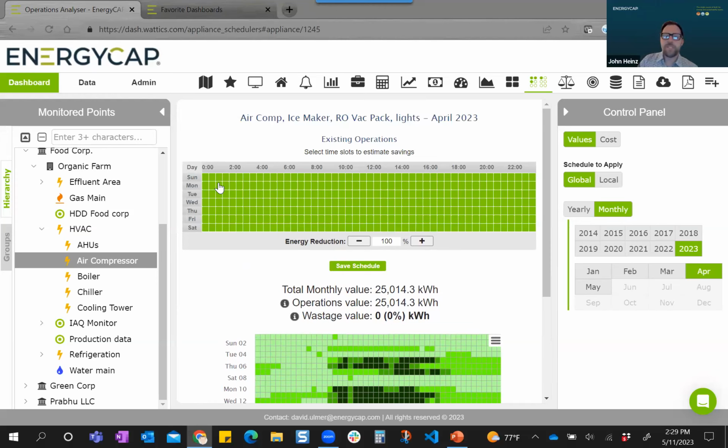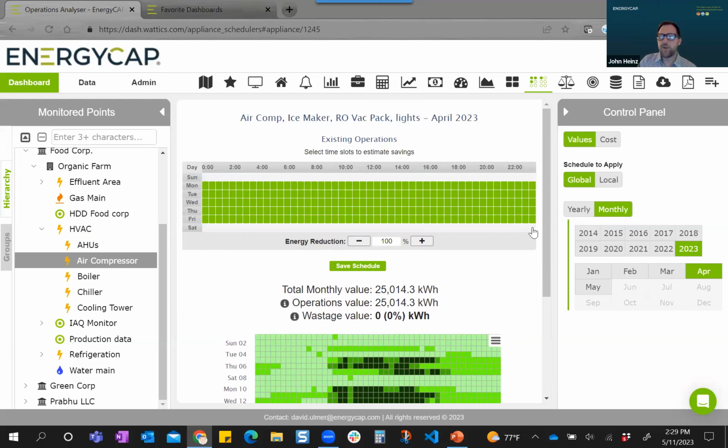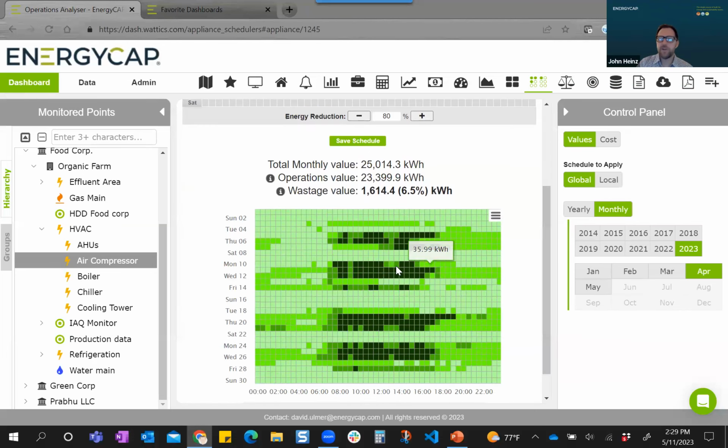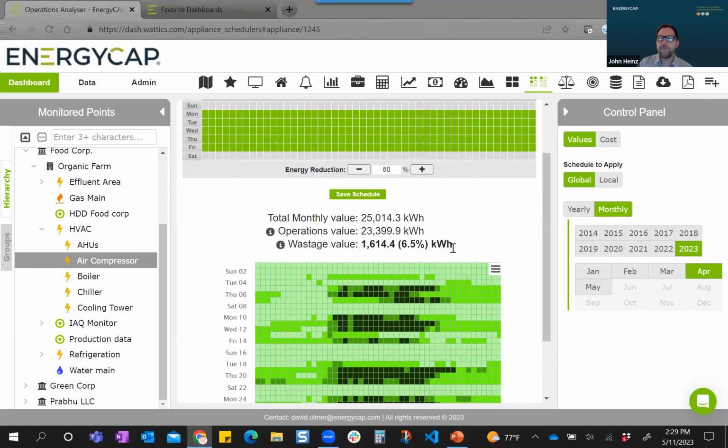You can then run some what if scenarios. So for instance, for all of you, let's say your schools are shut down over the weekends, but maybe the heat map isn't showing you that. What you can do is run what if. Like, what if I could reduce my energy consumption by 80% during these weekend time periods? I can save the schedule. It'll recreate a newer heat map, and then tell me what I would potentially save. So in this case, if I could get deeper setbacks on the weekends, I could save 6% for the month.